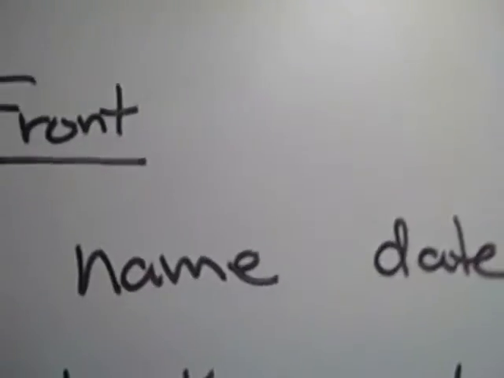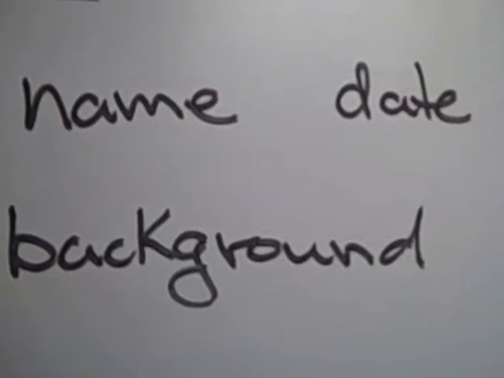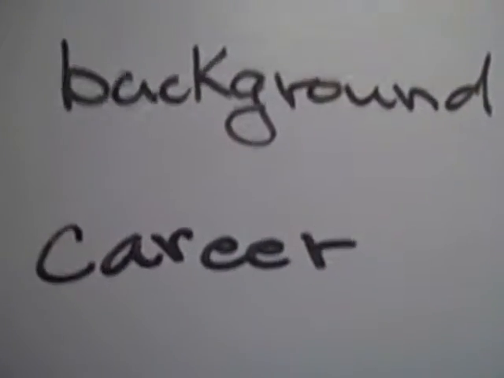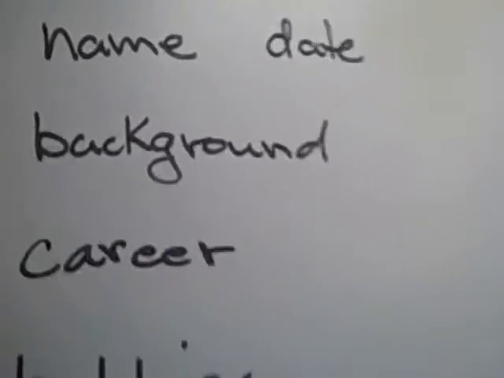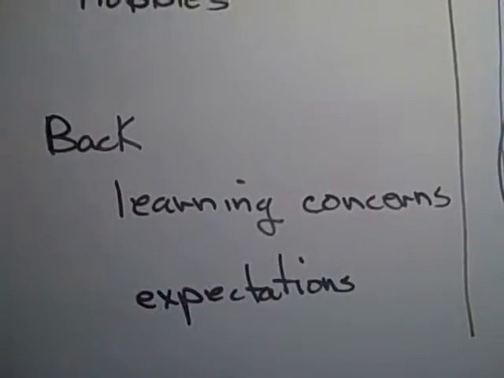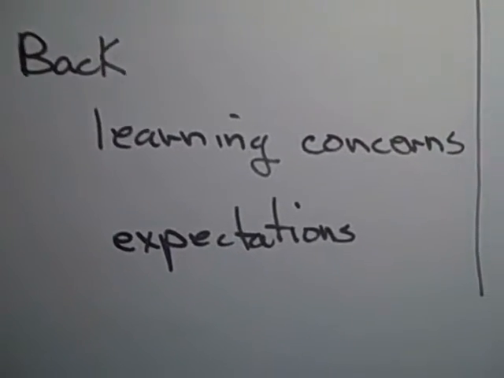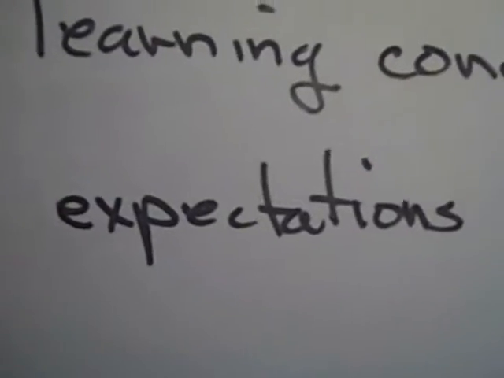On the front, they put their name, technology background, their career interest, and any hobbies they might have. So their name and date, and that information on the front of the card. On the back of the card, they listed any learning concerns, anything I need to be aware of, and then what their expectations were for this class.